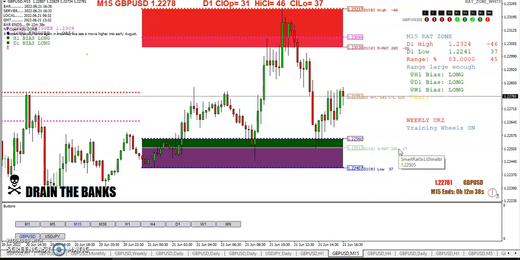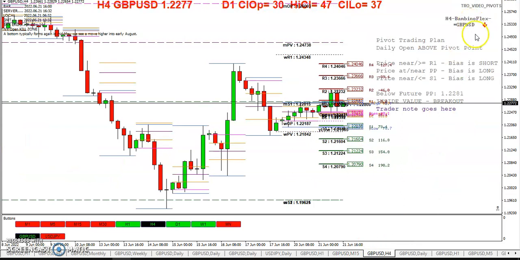Rats, red rats and green rats, lots of cheese. Right now, we're about right in the middle of the rat zone. With a range of 83, that's definitely large enough. Bambino Flex said to go short. Price near R1 bias is short. Well, that worked after it hit R2. So if it's saying the bias is short at R1, then definitely the bias would be short at the R2 and above.